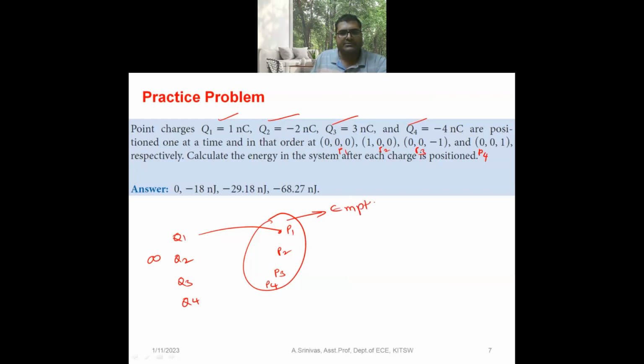We need to calculate the energy stored in the system by transferring each charge one after another: the energy stored in the system after transferring Q2, after transferring Q3, and at the time of transferring Q4, like that. We have to transfer the charges one after another, and we are supposed to calculate the energy stored in the system at the time of transferring each charge.